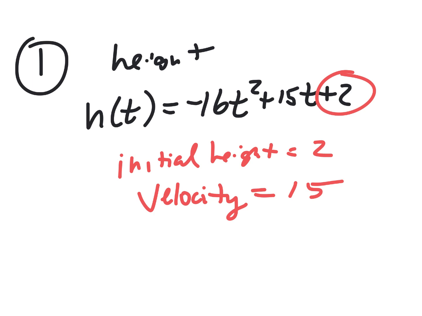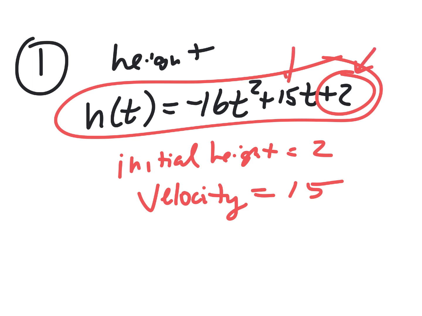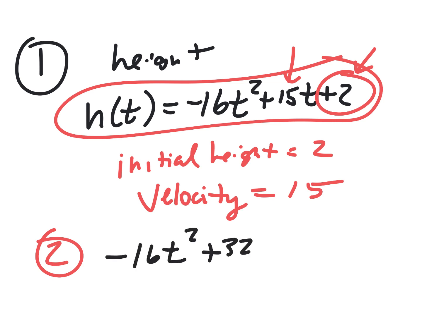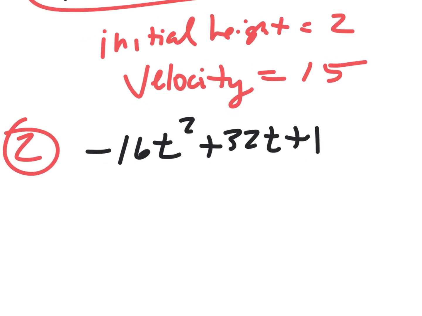So the first one's pretty easy. It's just asking you to take an equation like this and then say, what's this and what's that? Okay. Number 2. Mallory, could you read number 2, please? Negative 16t squared plus 32t plus 1. And then it asks how high is the ball after 1 second.